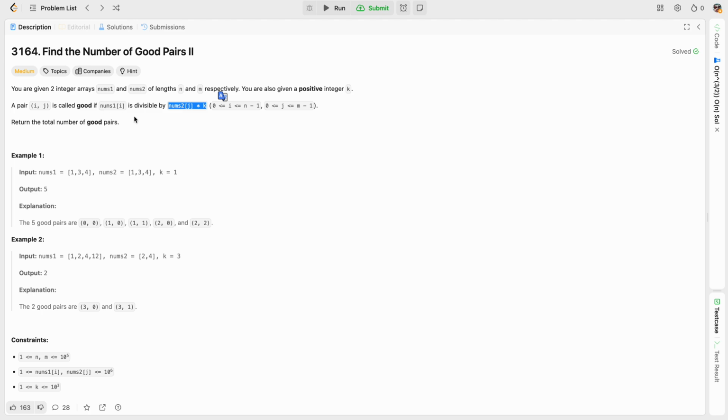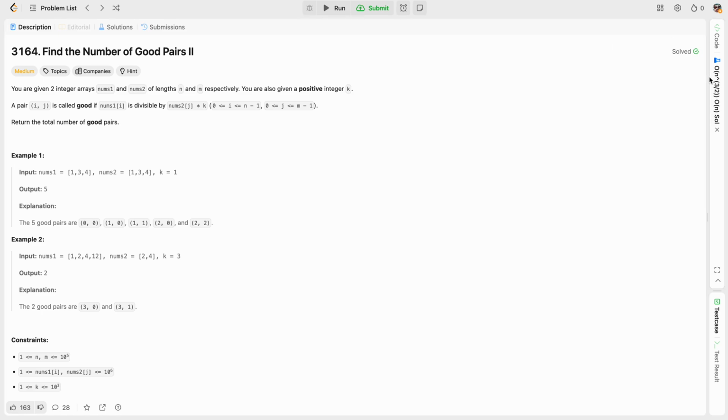So we can find the factors for each element in nums1, and then we can find the count of unique values of nums2[j] times k. Then if they are equal, we can add the count of that value to the result.